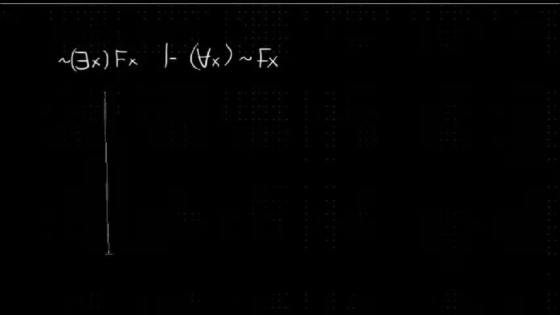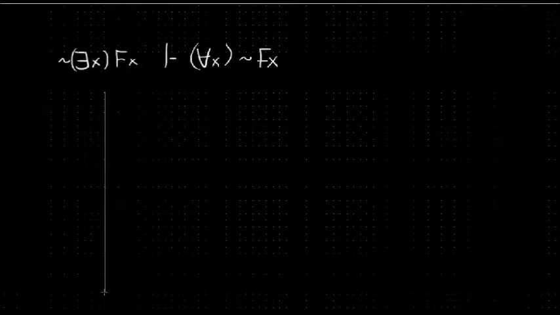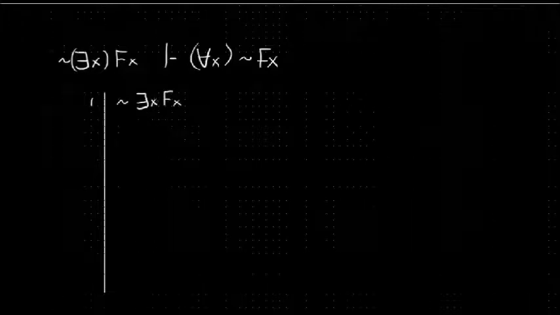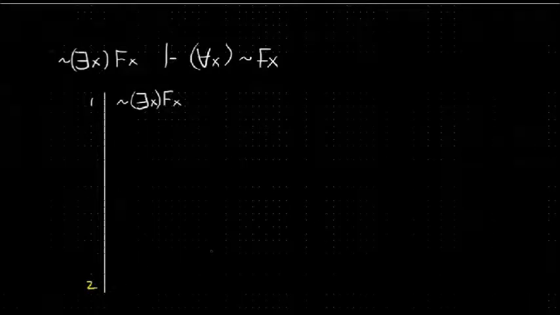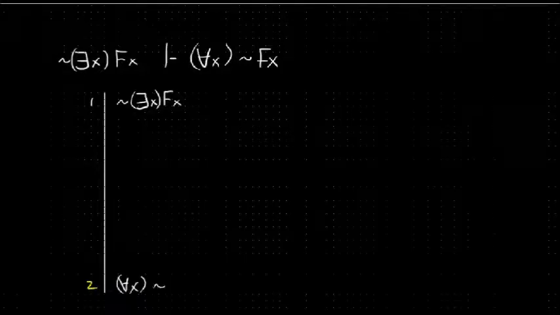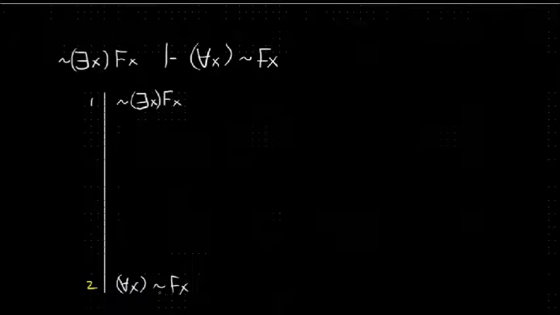So, how do we go about proving that? Well, we've got our first premise, not ex fx, and we know what we're working towards on line Z. We're working towards ax not fx. Okay, so how are we going to go about this?